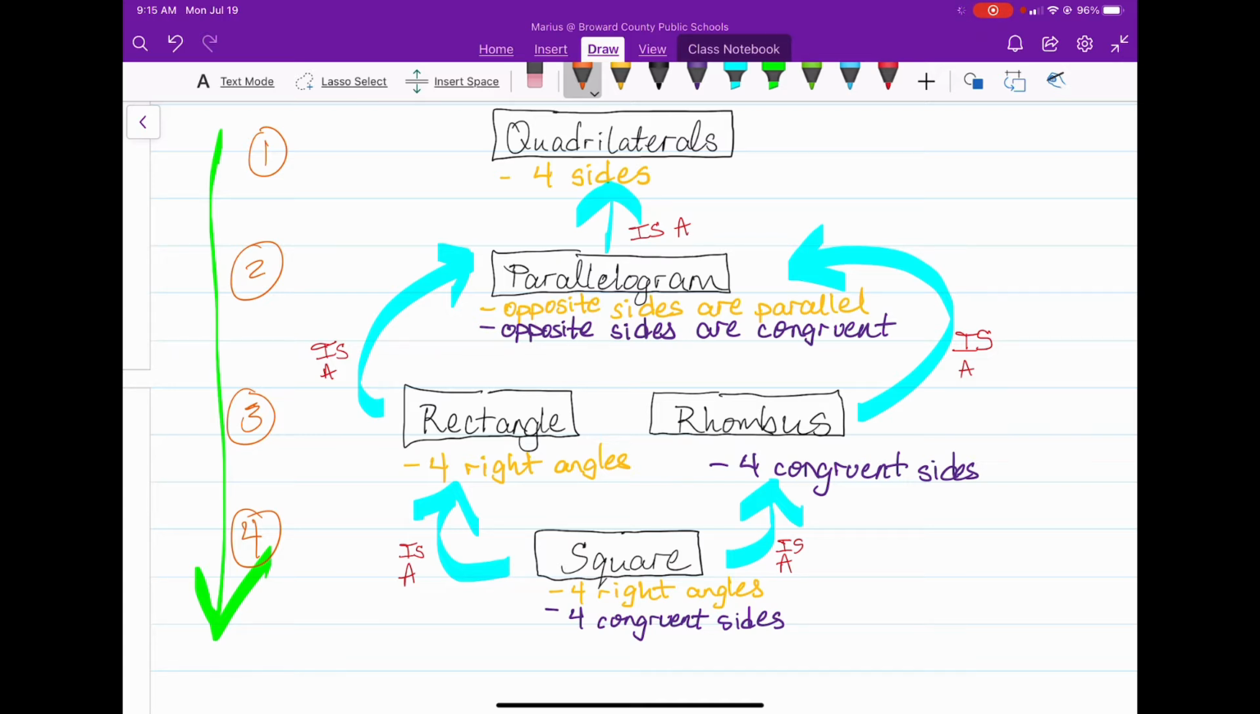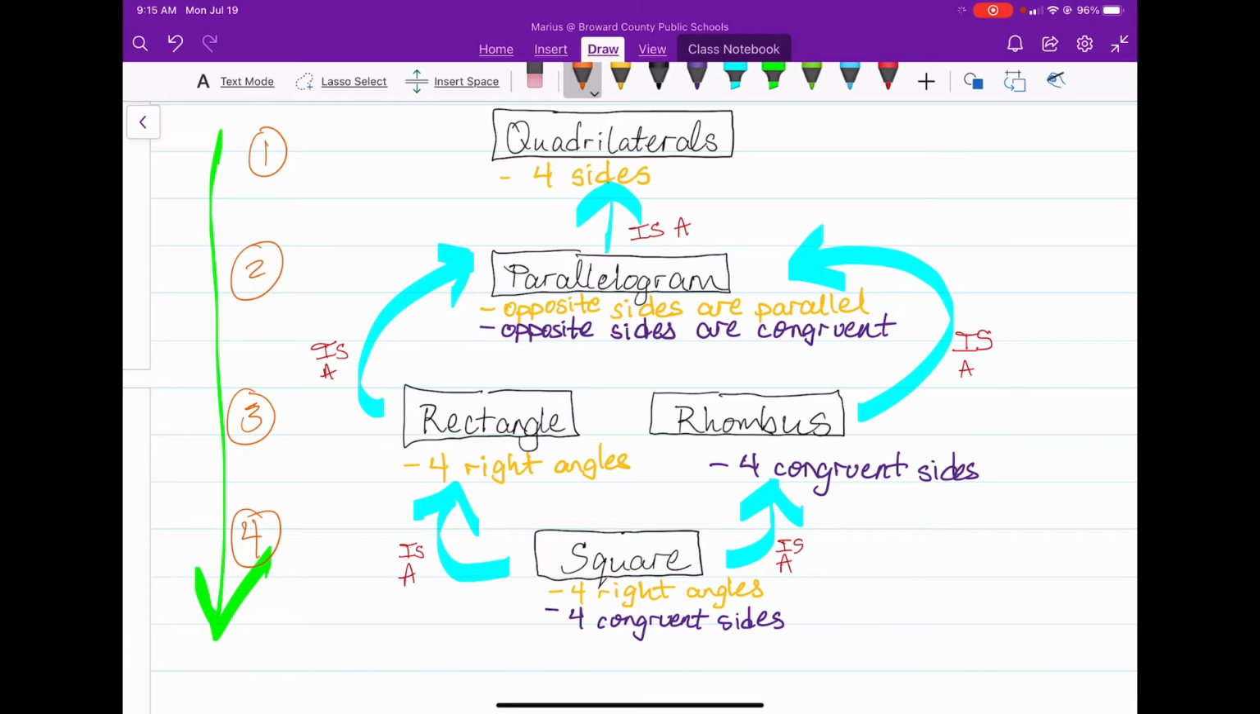Now, I know mostly everybody has heard of a rectangle. Now, what is the definition of a rectangle? What are the parameters of a rectangle? Rectangles specifically have four right angles. So anything that has four right angles is said to be a rectangle. A figure, any figure, polygon that has four right angles is a rectangle.